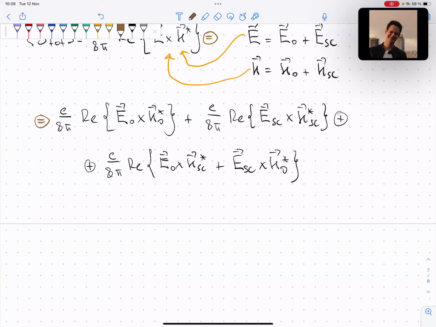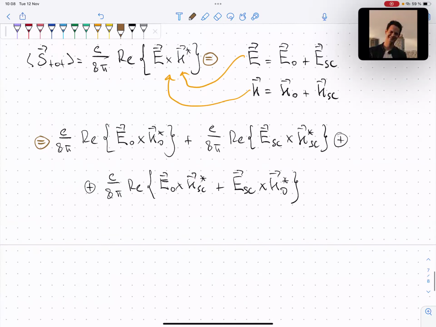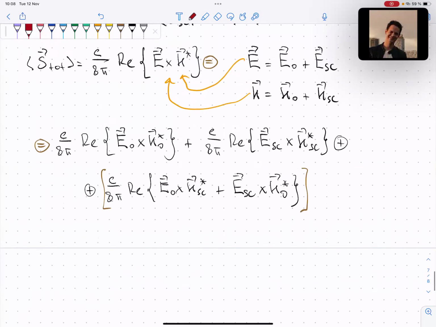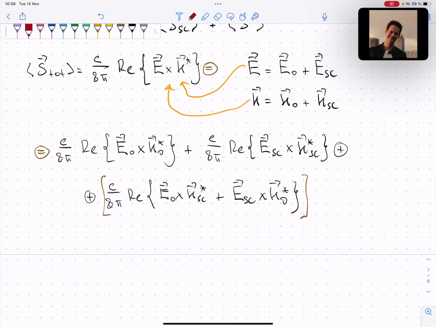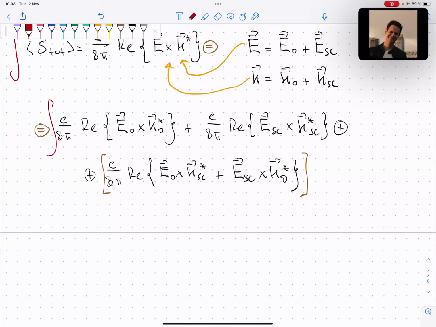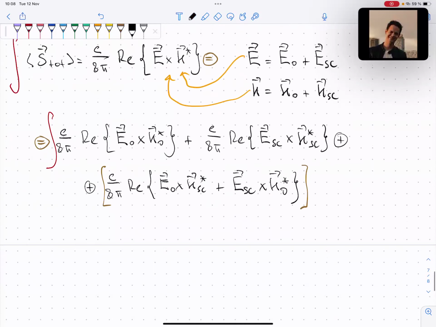And what is actually this part? So if we integrate the left side and the right side, we will get that the left side, this term, gives us the absorbed power. So this will be the power which is absorbed inside the particle.